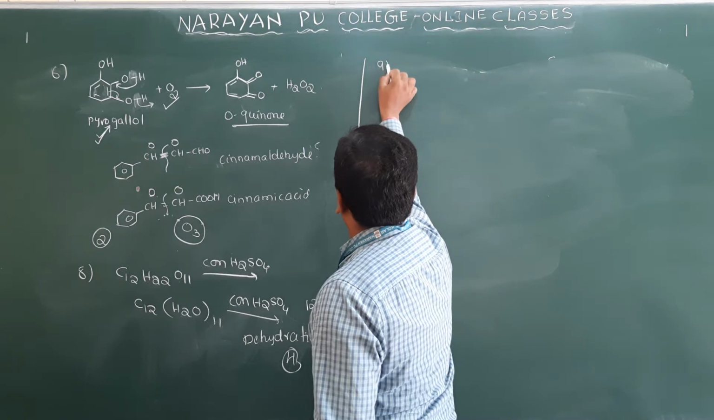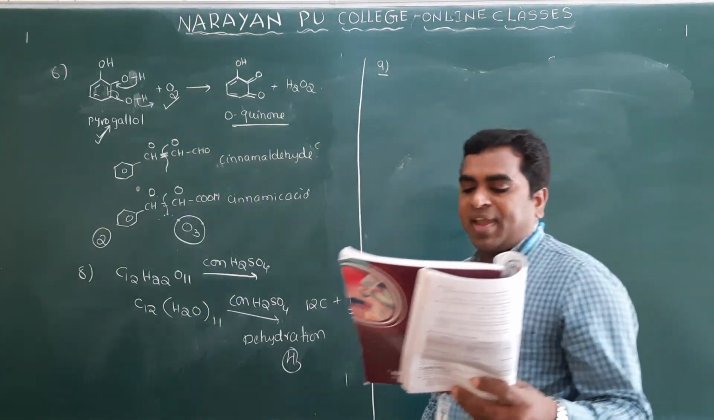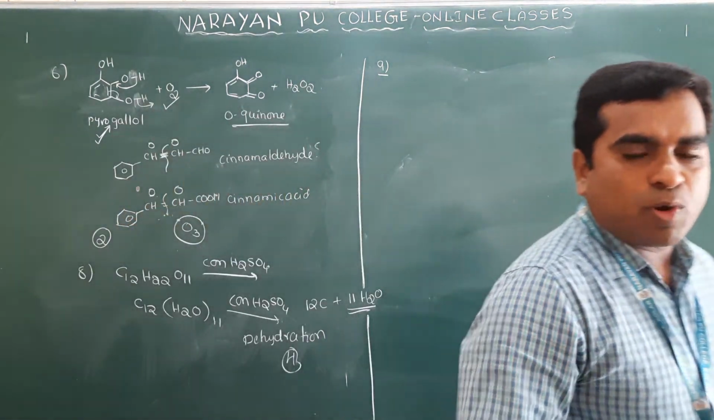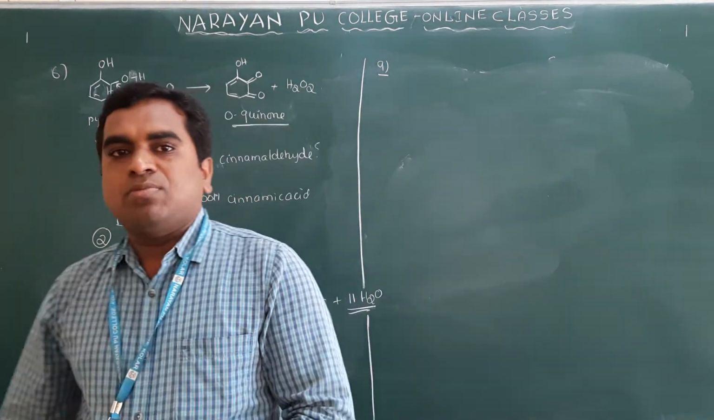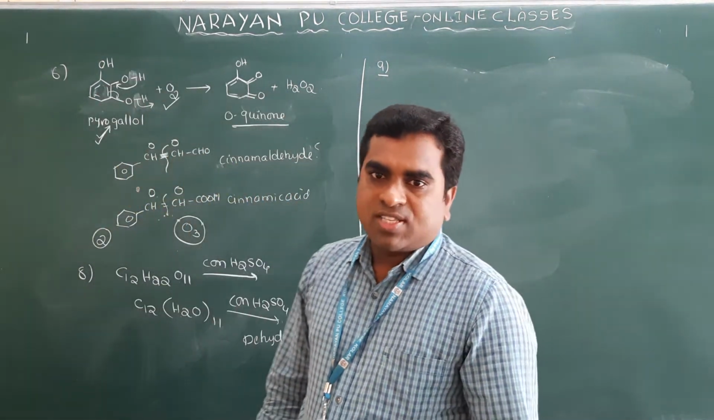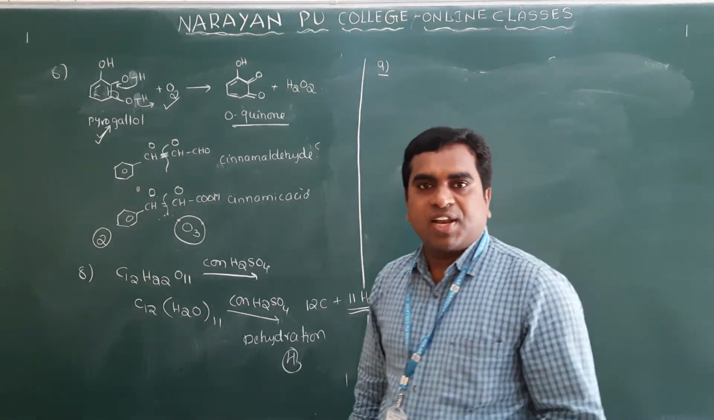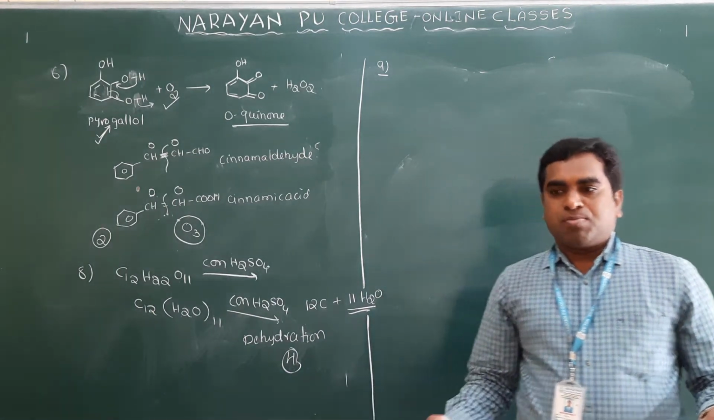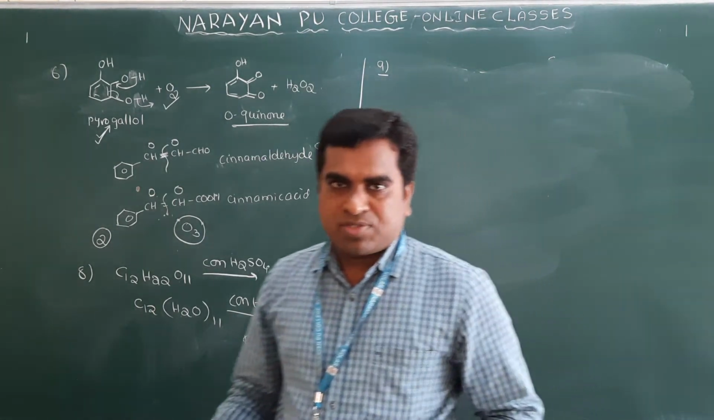Next one. Coming to question number 9. Which shows maximum catenation property? In the 16th group elements they are asking which one shows maximum catenation property: oxygen, sulfur, selenium and tellurium. I already mentioned catenation property. Clear? So catenation property means what? Self-linking of atoms.